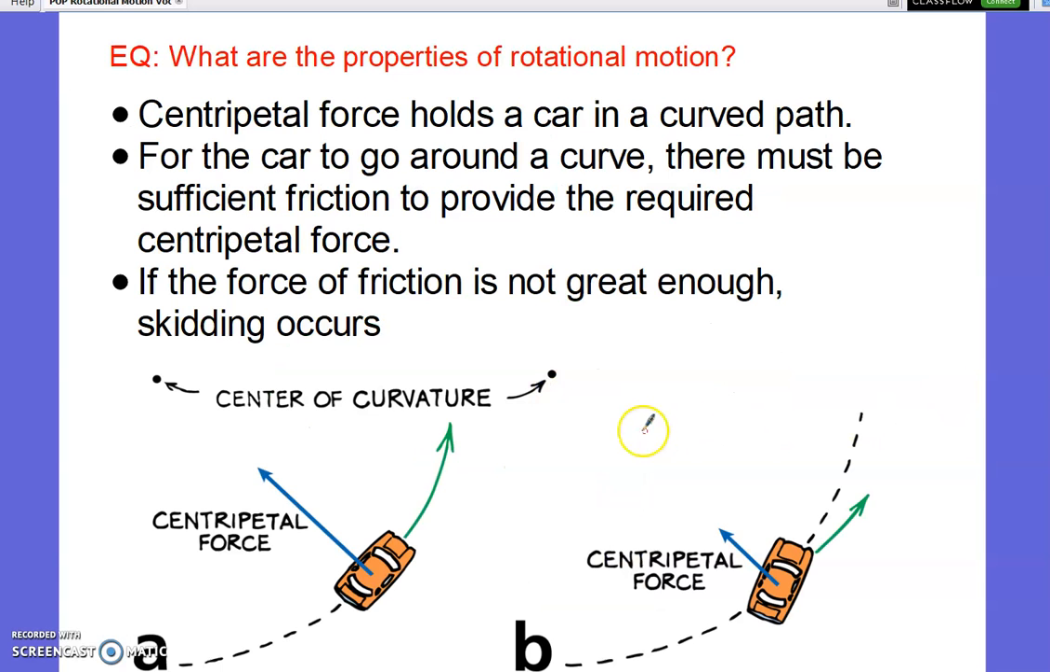In the case of the car moving around the circle, the centripetal force is the frictional force. Playing the part of the centripetal force is the friction. And the friction acts towards the center of that curve. If there was no friction, the car would simply move in a straight line. It would skid forward. So if the frictional force is not great enough, the car tends to skid, and it skids tangent to the path. It skids forward in a straight line.